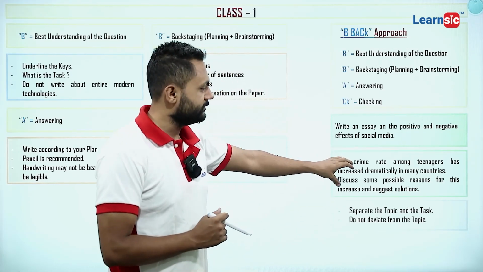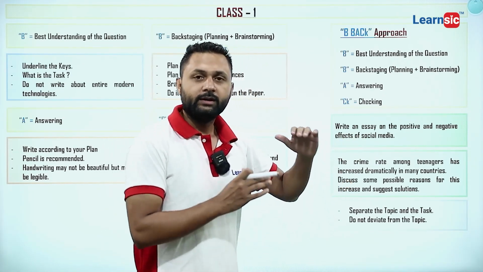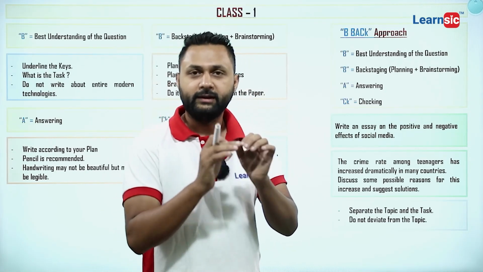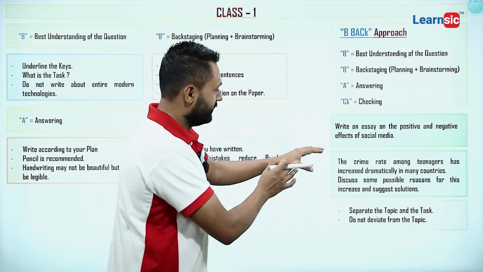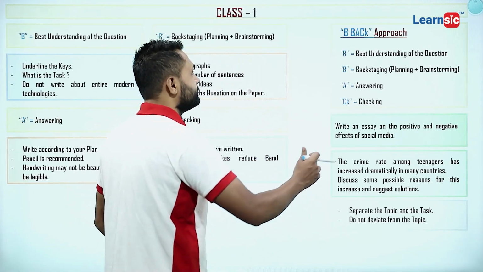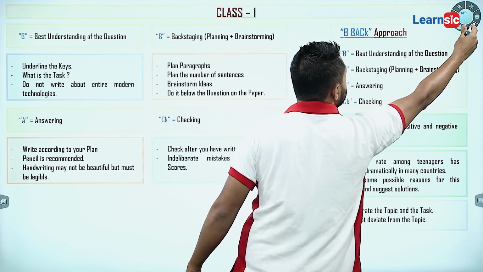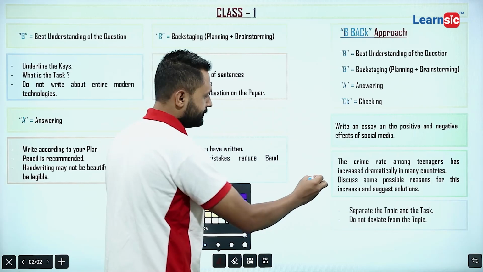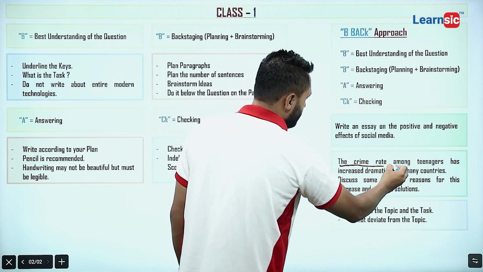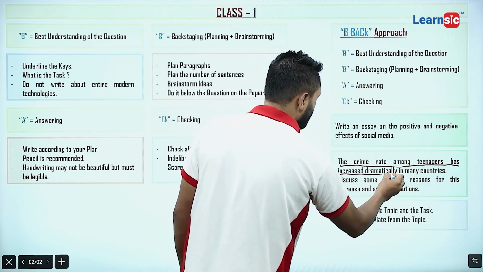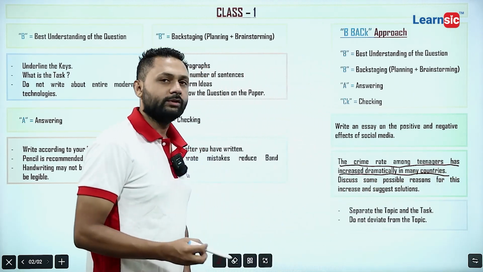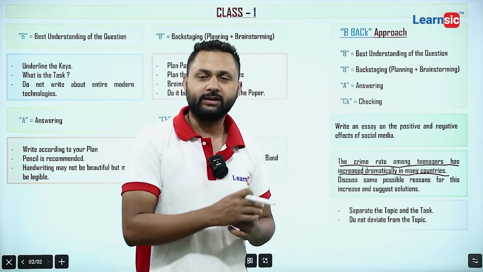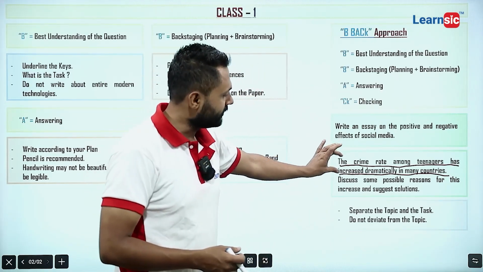After we read the question, we must separate the topic and the task. Each essay question has a topic and a task. Okay, so in this case, let's see what the topic is. In this case, we have the topic here. The crime rate among teenagers has increased dramatically in many countries. So a topic is a general statement. Okay, a general statement. It can be a fact, it can be an opinion. So this general statement is the topic.